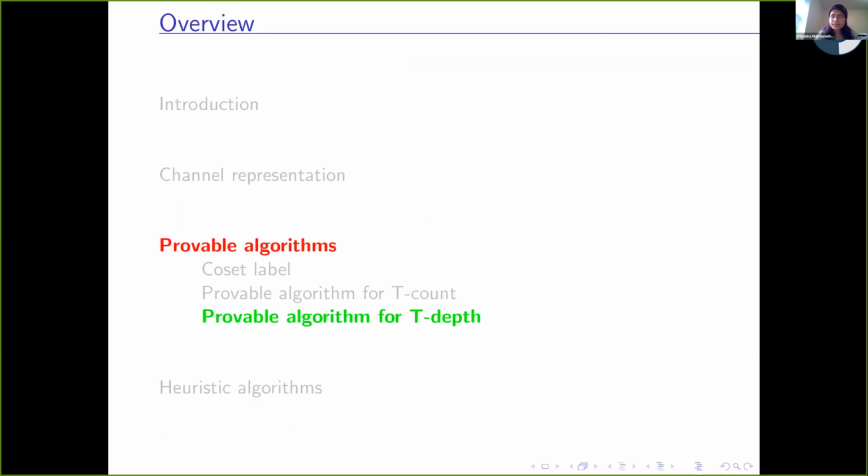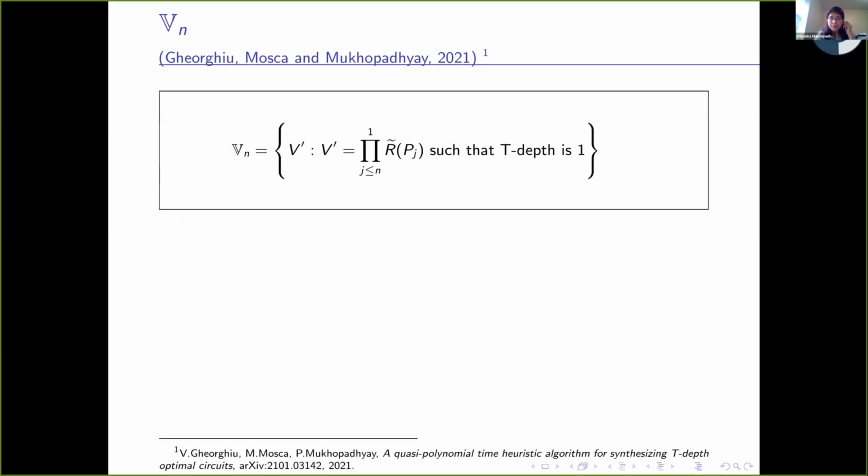Now, we use this nested MITM technique for synthesizing Tdepth optimal circuits. This time, we introduce a special set of unitaries, basically the product of RP terms such that the Tdepth is 1. So if and only if the sequence of RPs satisfies some condition, then it will belong to this set.